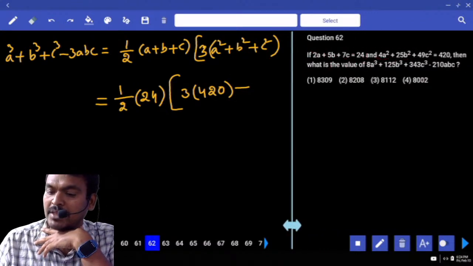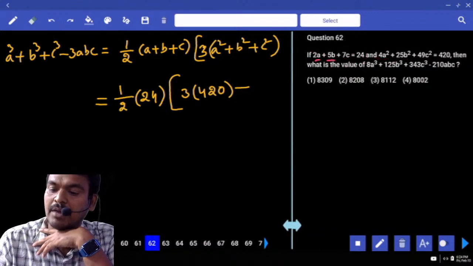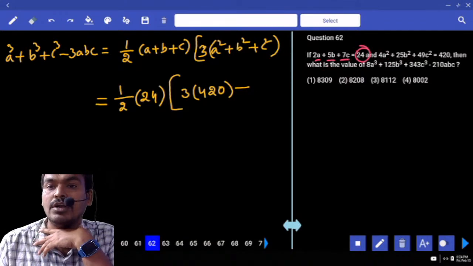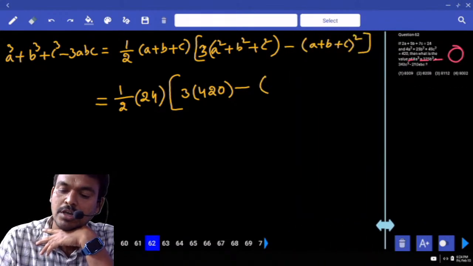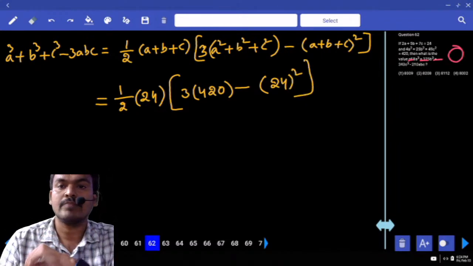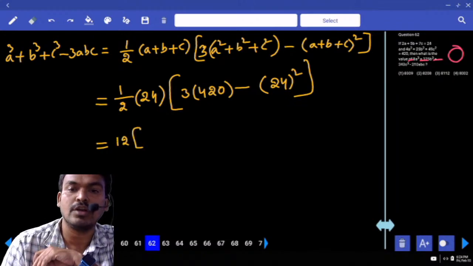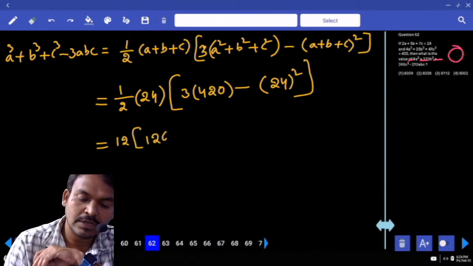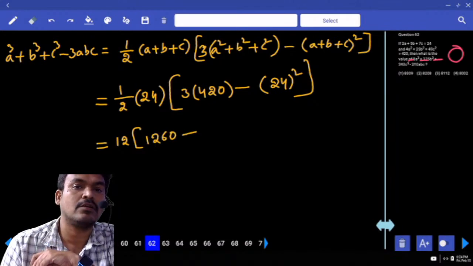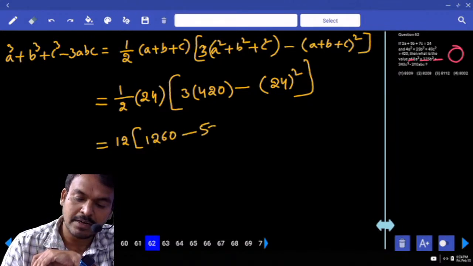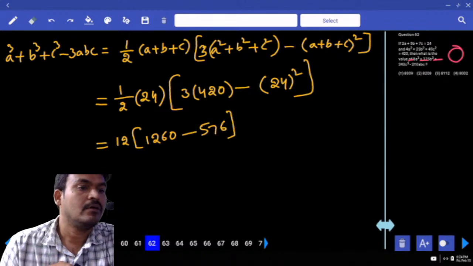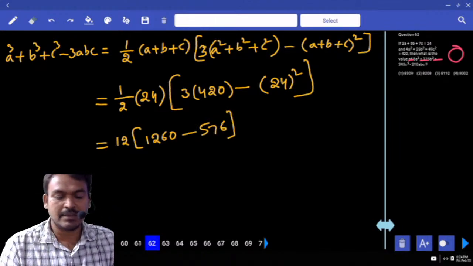What is the A plus B plus C value? 2A plus 5B plus 7C value is how much? 24. Then we write 24 square. Half into 24 means 12. 3 into 420, 1260. Minus, what is the 24 square? 576. What is the difference between 1260 and 576?